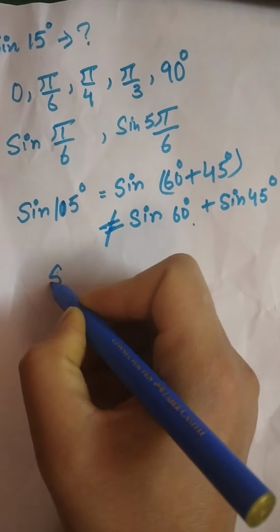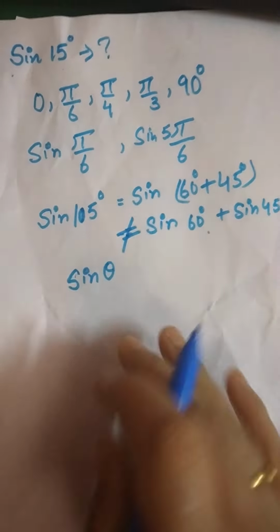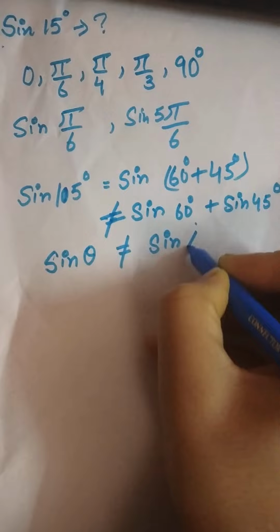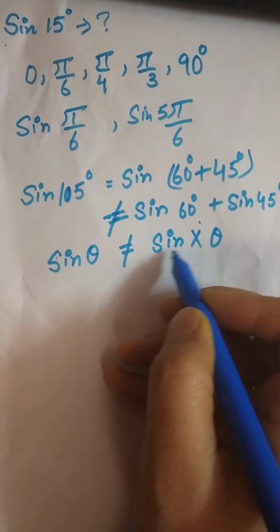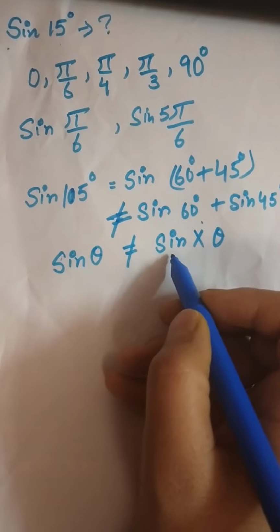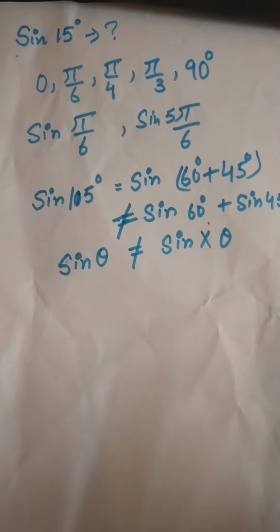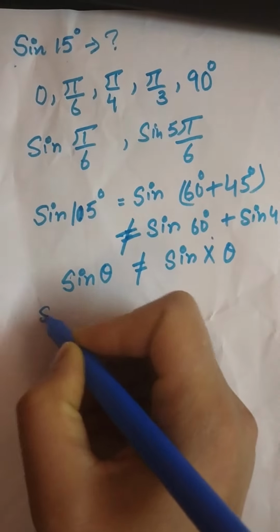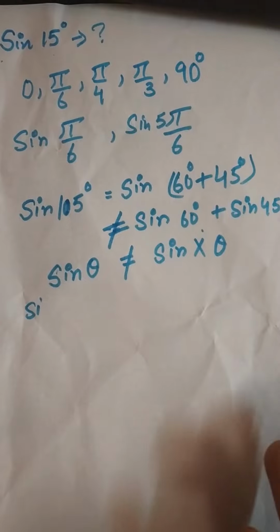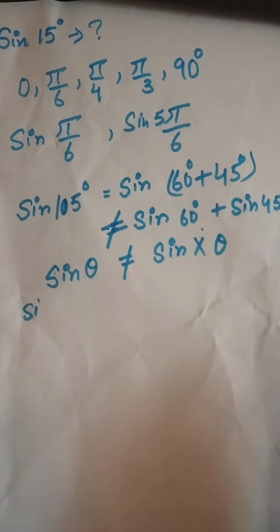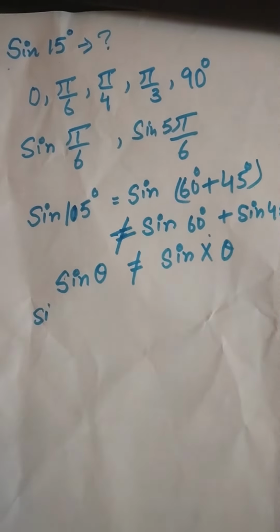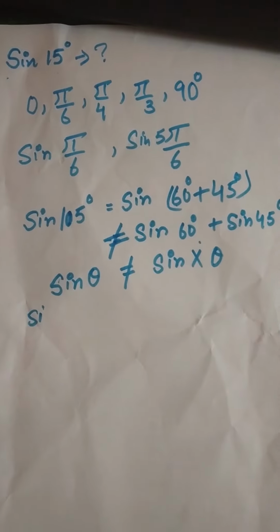Why? Because sine theta is not equal to sine into theta. They are not two different things. This is incomplete without this, and this is incomplete without that. Sine theta is one thing. If I ask you to find out sine of theta, sine has its existence because of theta. Sine has infinitely many values for different theta. Once we substitute a particular theta, then we can find a particular value. And they are not multiplying with each other.